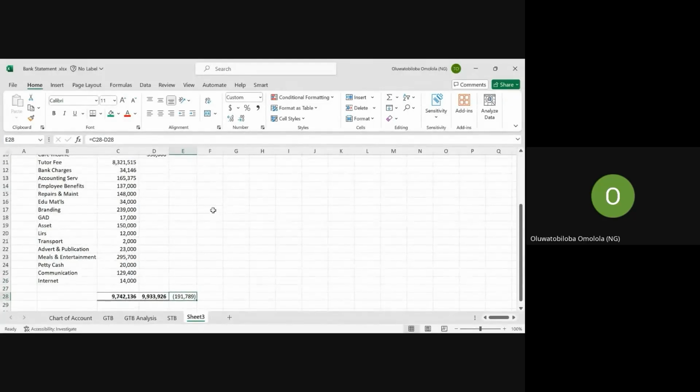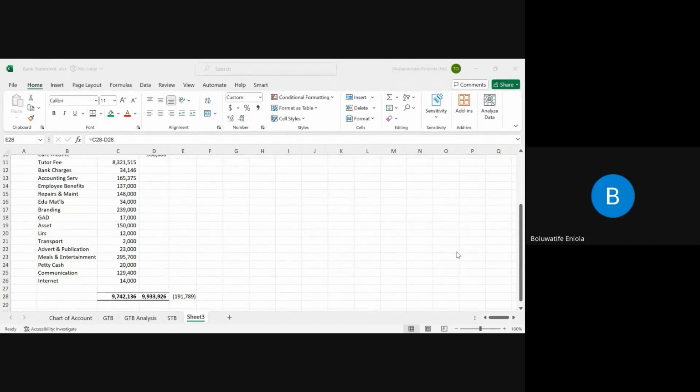Any issues? I believe there's no issue, but if you have issues, you can raise your hand. Because now we want to move to a more advanced situation where you want to prepare a financial statement for a company that actually prepares or keeps their proper records. Okay, so questions. You can take your shot.